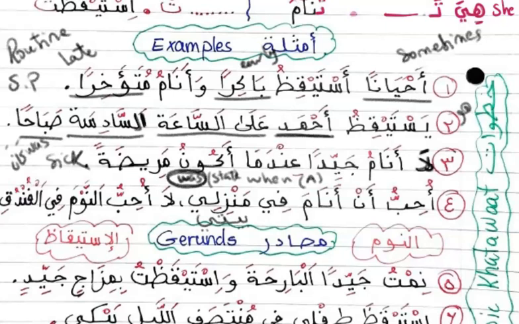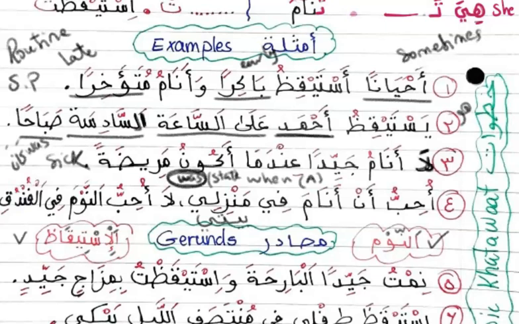لا أحب النوم. I don't like sleeping. And here we are using the gerund sleeping. We're not using the verb. لا أحب النوم في الفندق. And again, the gerund of نام is النوم. And the gerund of استيقظ is الاستيقاظ. So النوم. Let me get rid of this one. الاستيقاظ.